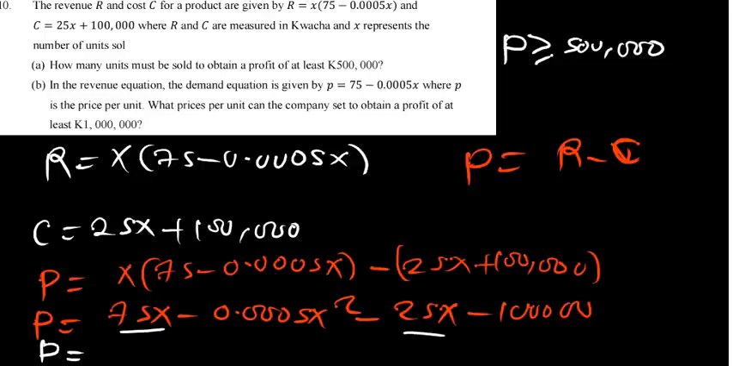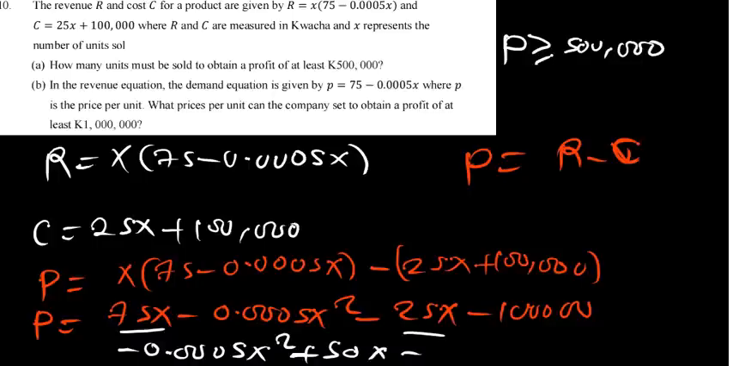So I'll say 50. I can even start writing this, negative 0.0005x squared plus 50x minus 100,000. So we are saying the profit has to be greater than or equal to 500,000. Now we have to find the value of x, because x represents the number of units. So we have to find the number.